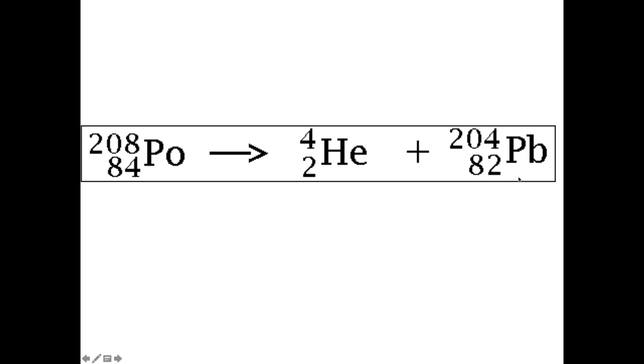Very similar to a chemical equation, if you have these two flipped, so if you have the lead first and the helium second, that will also be okay. You just need both items located on the correct side of the equation, and again, everything needs to balance.